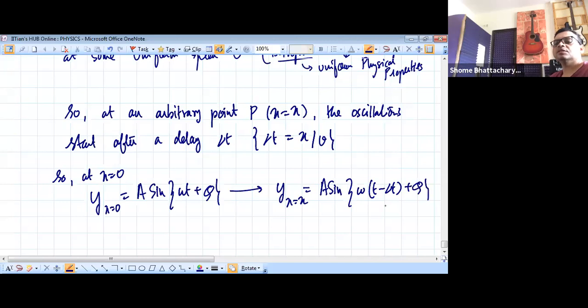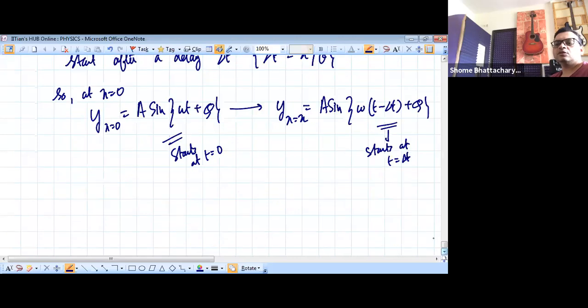This process of disturbance starts at t equal to 0 with the initial phase constant phi. This one starts after a delay. That's why its time parameter is delta t less than this one's time parameter. This is started at delta t. This is started at t equal to 0. So for this, omega t is equal to 0 at t equal to 0. But for this, the factor omega (t minus delta t) is 0 when? At t equal to delta t.